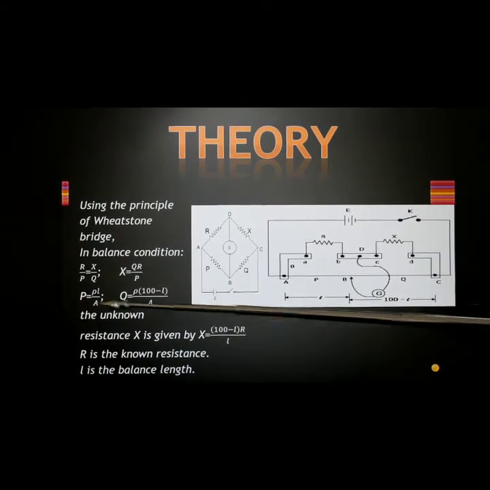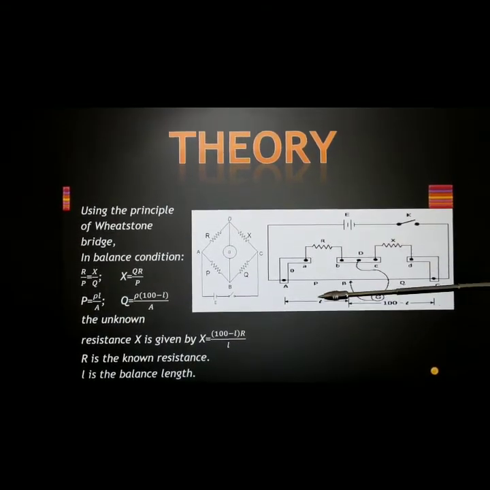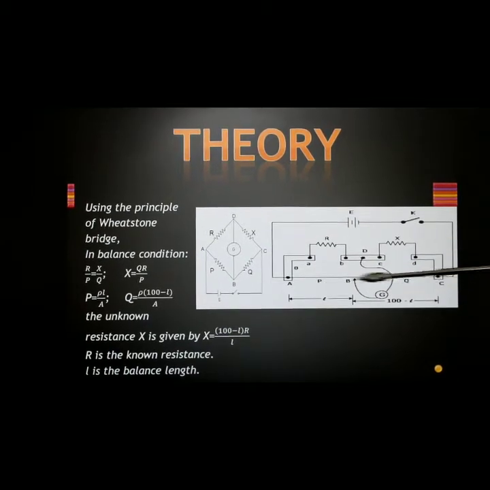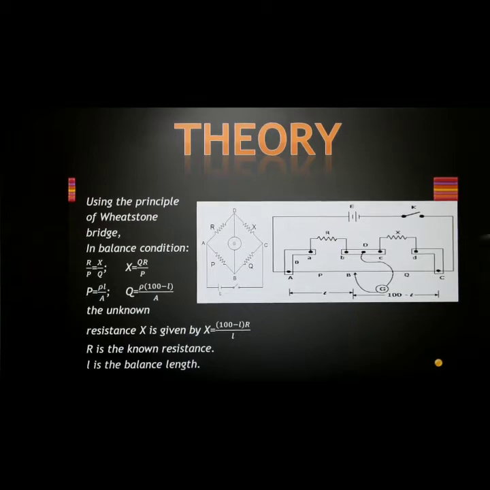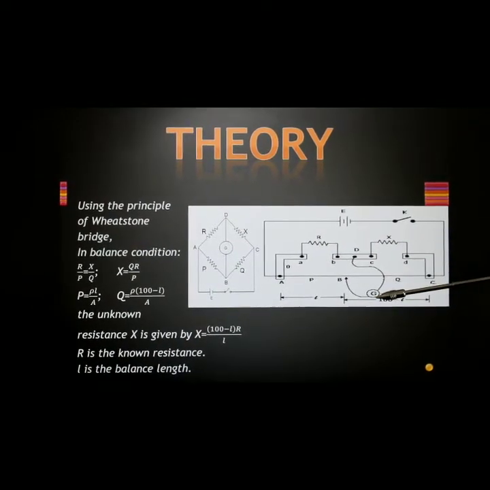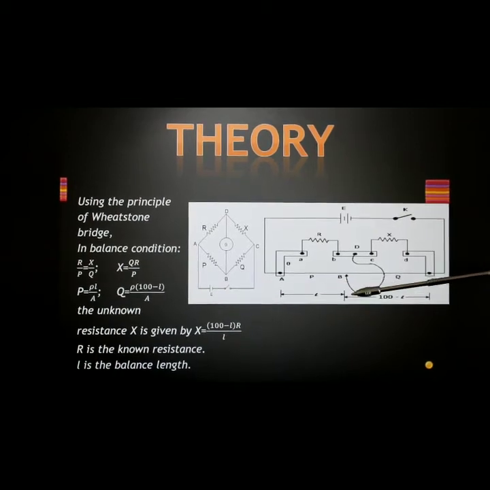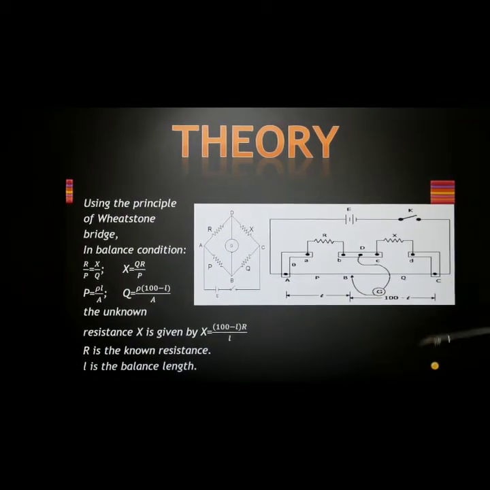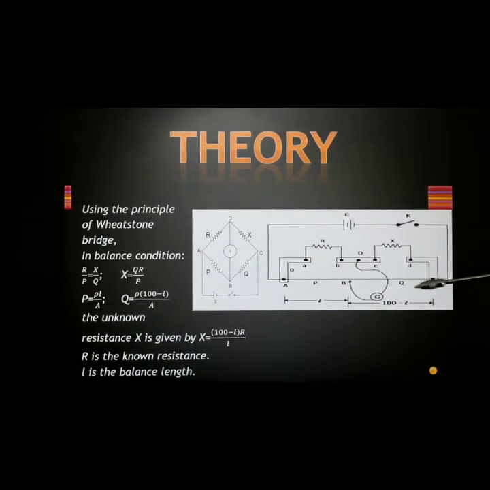So how do we calculate? We know R, we know P, we know Q. How do we calculate P and Q? Because there's only length over here which you will know. So when the galvanometer reads 0, we need to measure this length, denoted by L, and 100 minus L denoting Q.